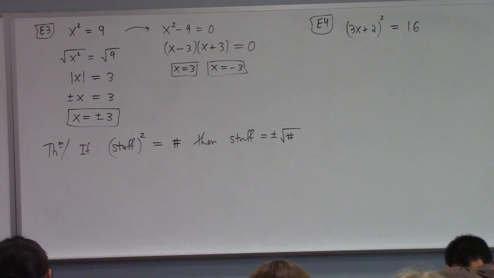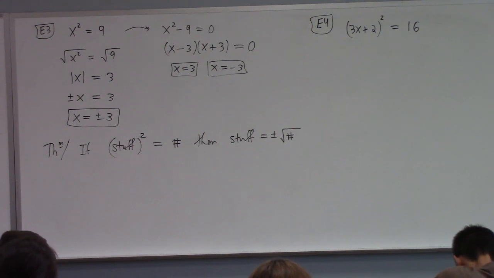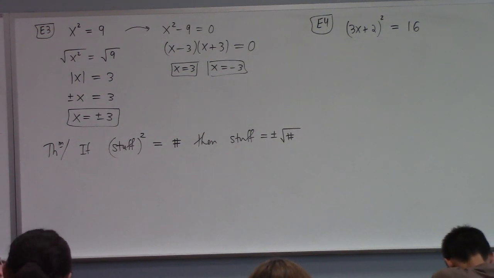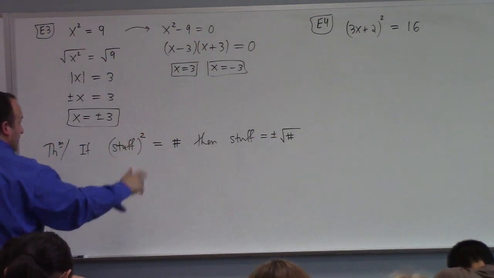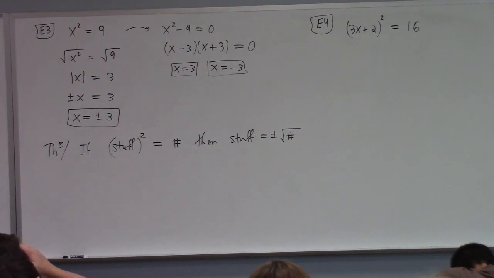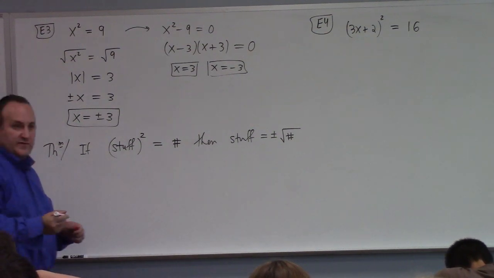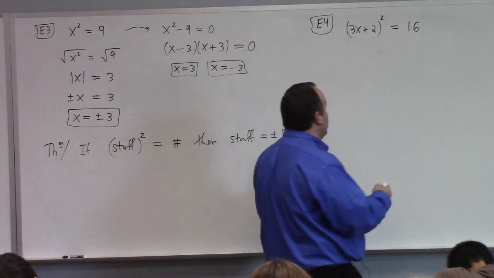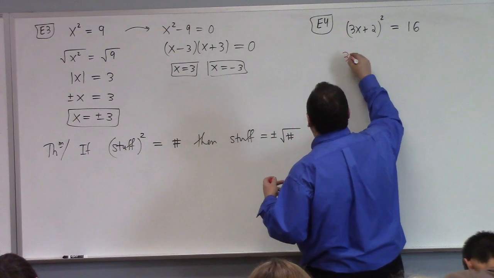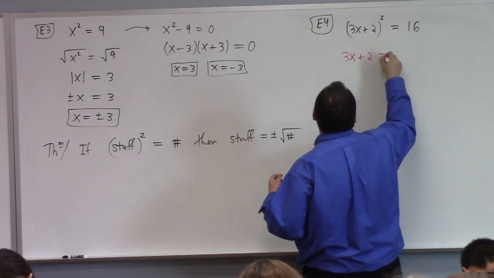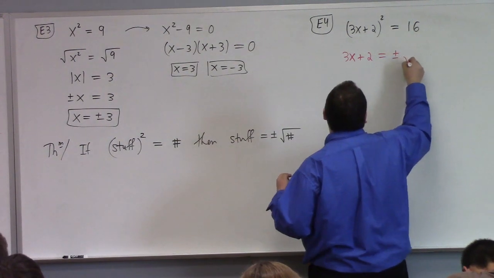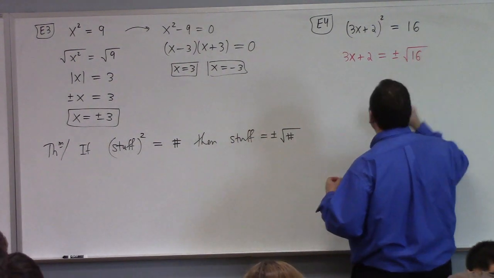The answer is yes, we can, because it's super nice. All of the variables are already grouped in a square. That makes this a very friendly problem. We can use the theorem. My stuff, quote unquote, is 3x plus 2, right? So by the theorem, which again is the logic we just went through in example 3, we have 3x plus 2 is equal to plus or minus the square root of 16.